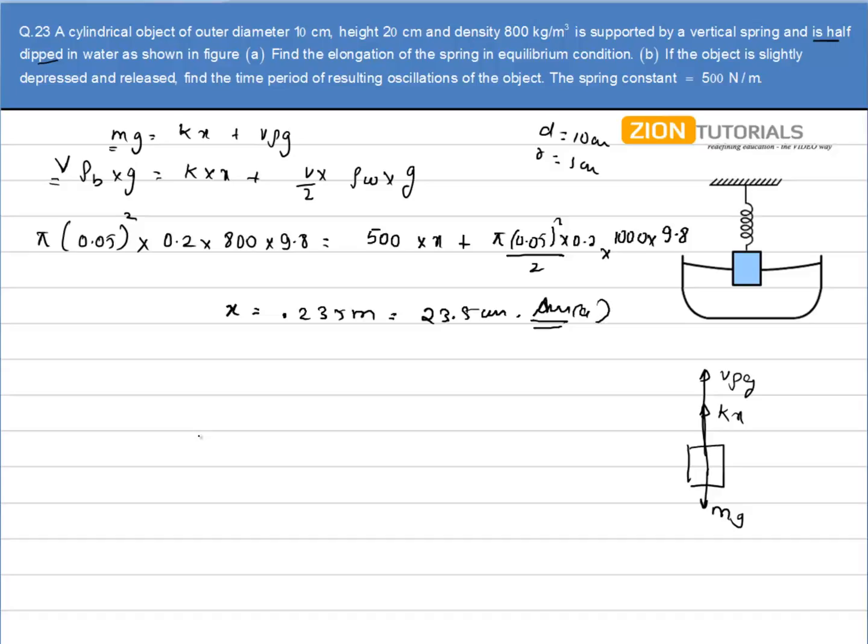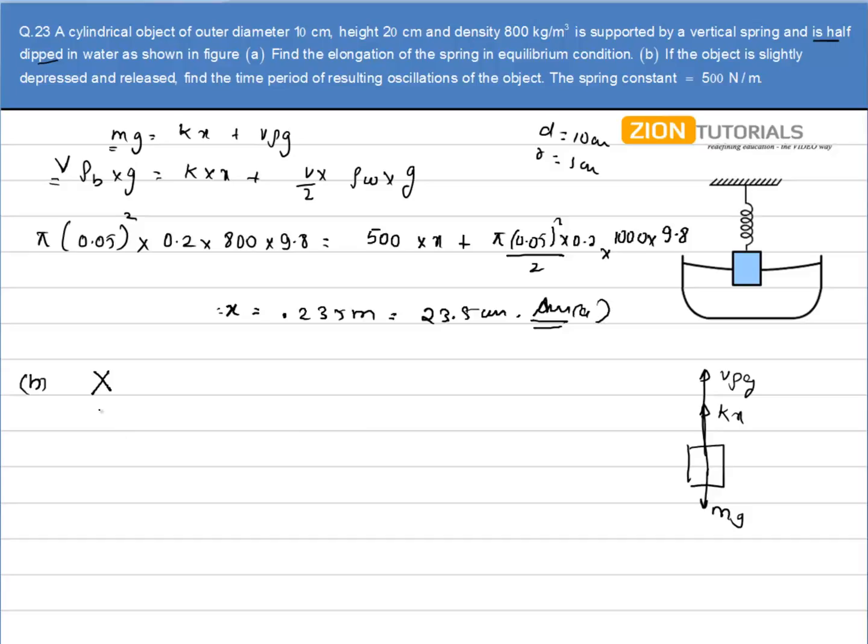In B part, if the object is slightly depressed and released, find the time period of the resulting oscillation of the object. Now what will happen if I push the complete block slightly by a distance of x? This elongation is my mean equilibrium position. The net force on this position is 0, so this is my equilibrium condition. Now let's say if I depress the block by a distance capital X downward, then a restoring force will start acting on it.